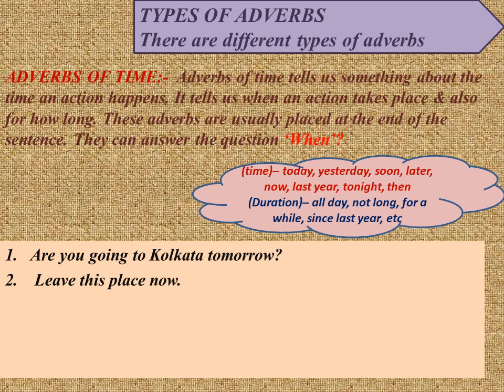The second sentence is: leave this place now. So what will be the adverb of time over here? Now. Very good. Can you see the words over there? Even now is added in that cloud. The third one: come back later. When will you come back? Later.